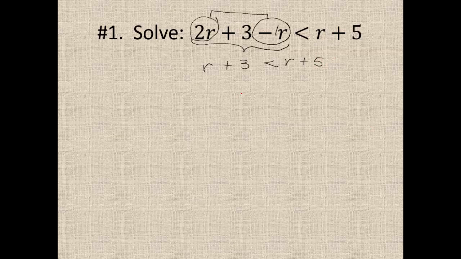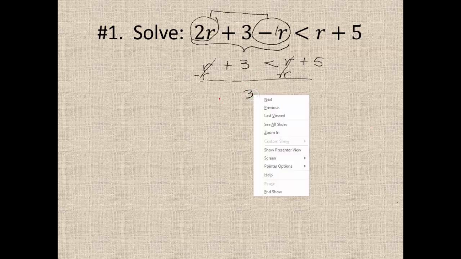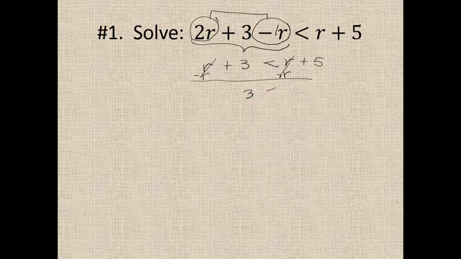Okay, and then you need to get both the r's on the same side. So what you want to do is subtract an r. You subtract an r, and you have to subtract it on the other side as well, which does something weird. It gets rid of all the r's in the whole inequality. And that's what's unusual about this problem. So I wanted you to see an example. Sometimes that just happens. So I'm left with 3 is less than 5.